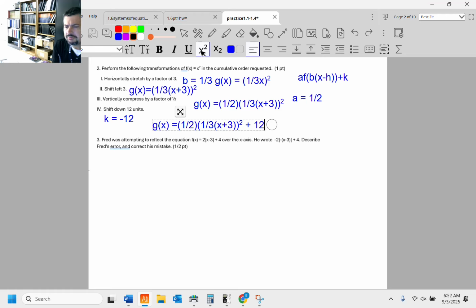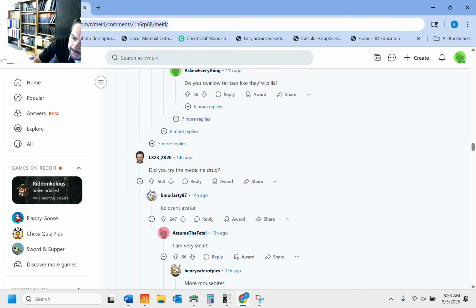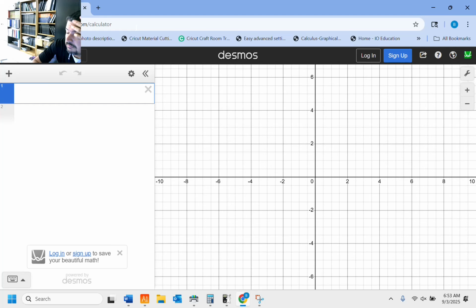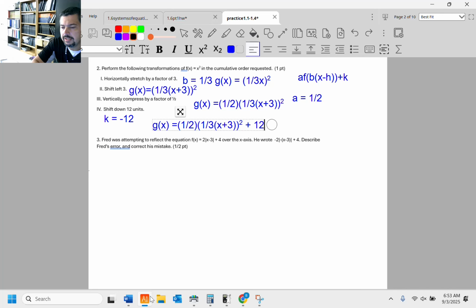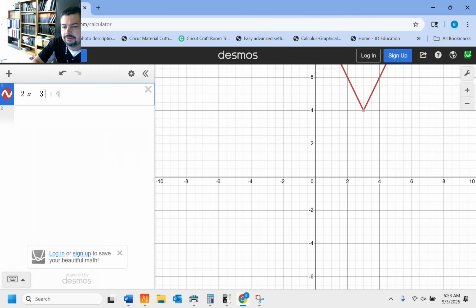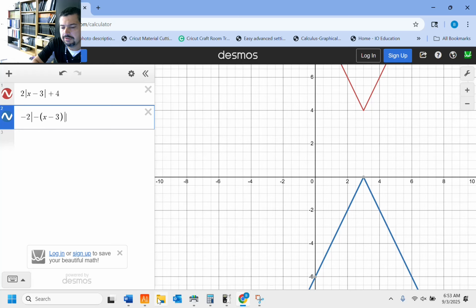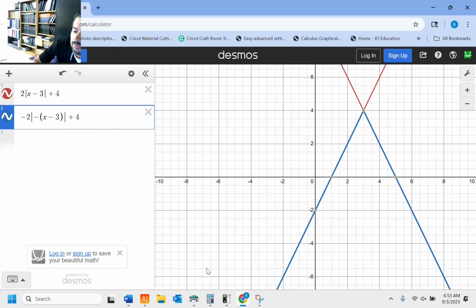Alright, Fred was attempting to reflect the equation 2 times the absolute value of x minus 3 plus 4 over the x-axis, and he wrote this. And let's just see what Fred was doing here. Two times the absolute value of x minus 3 plus 4. I think that was the original equation. And he wrote negative 2 absolute value of negative x minus 3. And then what else did he write? Poor Fred. Plus 4.